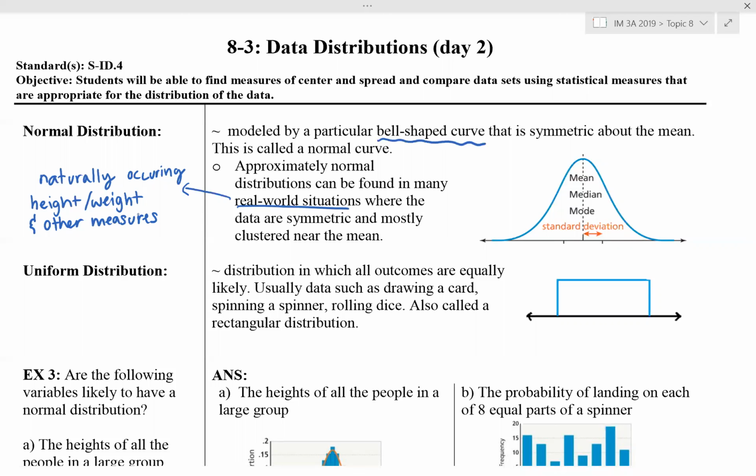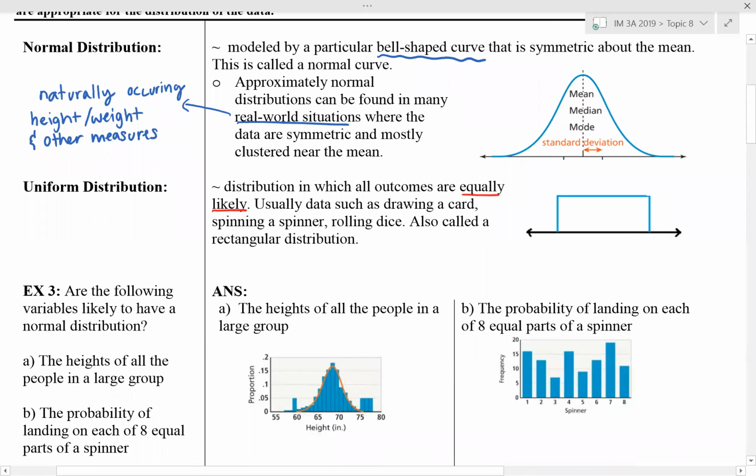A uniform distribution is a distribution in which all outcomes are equally likely. Usually this is data such as drawing a card, spinning a spinner, rolling a die. So these are like probability related. It's also called a rectangular distribution because it looks like a rectangle because it is uniform. Everything has the same outcome.